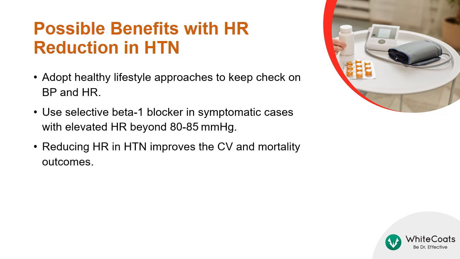Adopt healthy lifestyle approaches to keep check on blood pressure and heart rate. Use selective beta-1 blocker in symptomatic cases with elevated heart rate beyond 80 to 85 mm of Hg. Reducing heart rate in hypertension improves the cardiovascular and mortality outcomes.